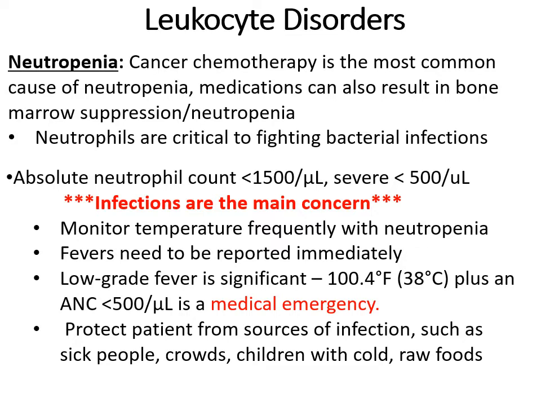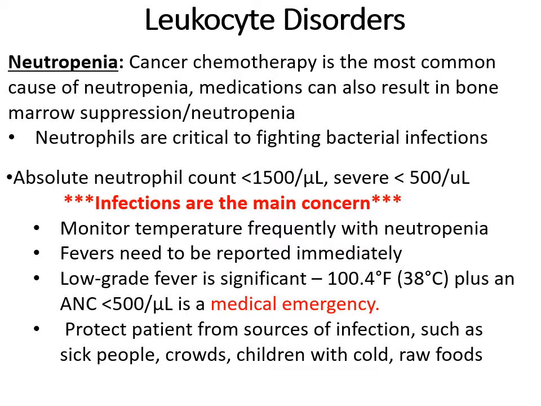If they have a fever, if they're developing a cough, if they have a sore throat, if they have anything that's an indication of infection, they need to report those immediately, okay? Because that's the main concern of getting an infection that can then overwhelm the body, okay? So monitoring of temperatures frequently with anyone who's neutropenic. The fevers need to be reported. Even low-grade fevers, so 38 degrees with a neutropenia is enough to come to the emergency room and report it, okay?